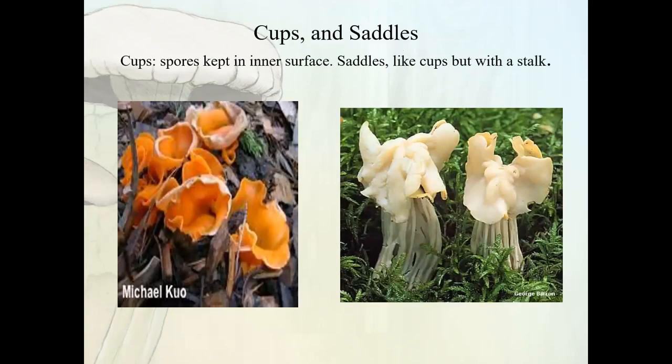Cups and saddles: cups have spores kept on the inner surface, and saddles look like cups, but they have a little stalk. So anything interesting about these guys? The Helvellas. So Helvella is this one on the right.